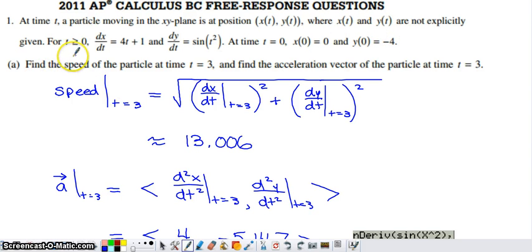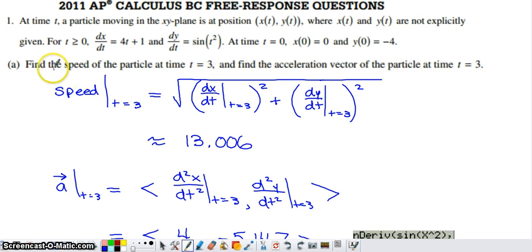But what we do have access to would be the rate of change of the x coordinate of position, the derivative of x, and also the derivative of y with respect to t. We're told here at the end of the problem statement that when t is 0, the x coordinate of the object's position is 0, and at that same time the y coordinate is -4. In part A, we want to find the speed of the particle at time t equals 3.